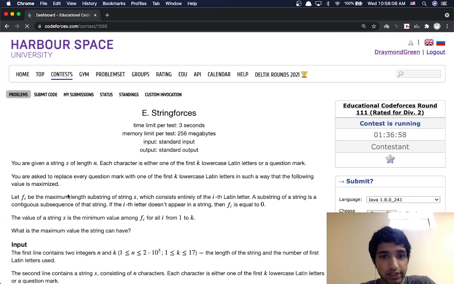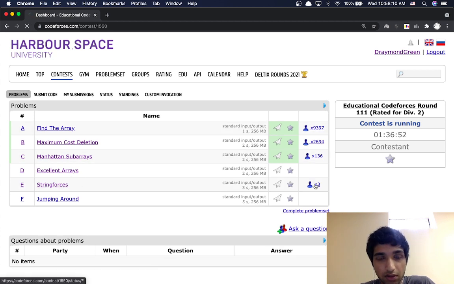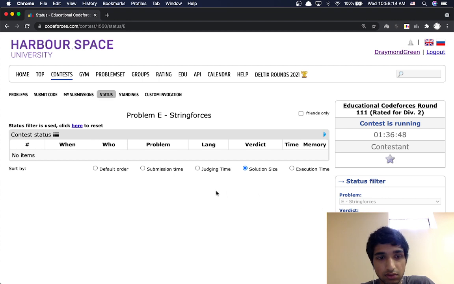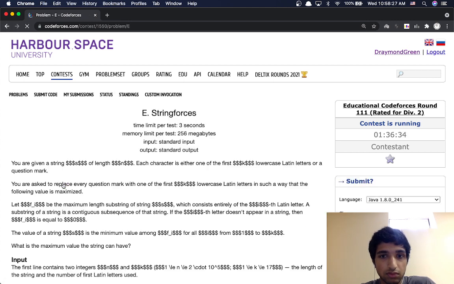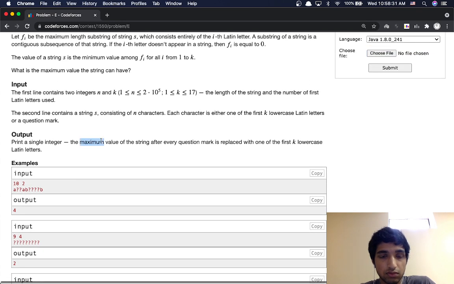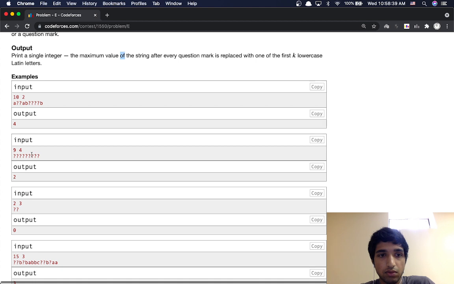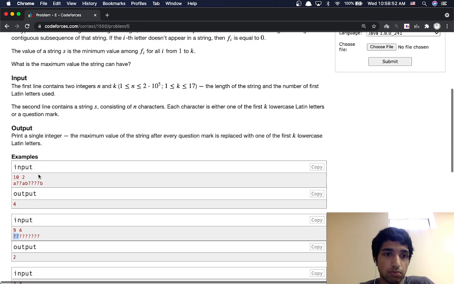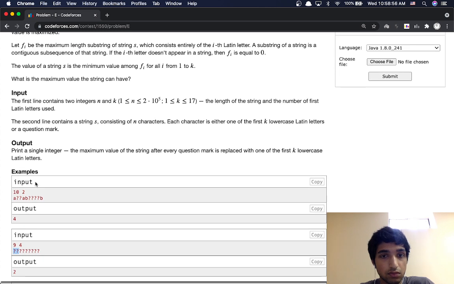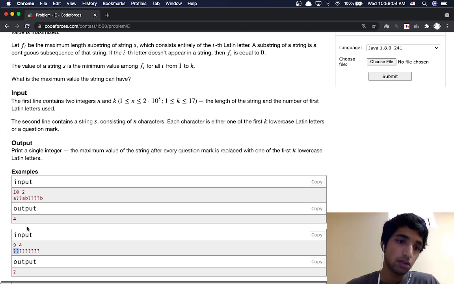Wait, this seems pretty hard. Let's read D. Oh no, 3 people have solved it. Wait, so why is this 2? Oh, because they're 4 letters. So A, B, B, C, C, D, D. And you can't make it 3. Can you binary search? So binary search 0 to, okay. And then how do you check if that's possible?